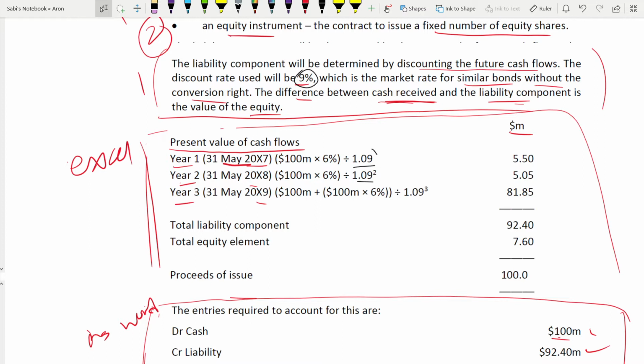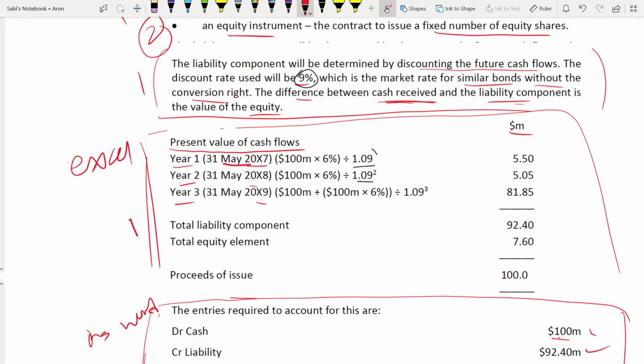Okay, so you'll be very shocked if I tell you that the procedures are in 4 steps: year 1, year 2, year 3, and then the total. But the mark is only 1 mark. Yes, it's very shocking. But that's how ACCA works. Only 1 mark for getting the total liability component.